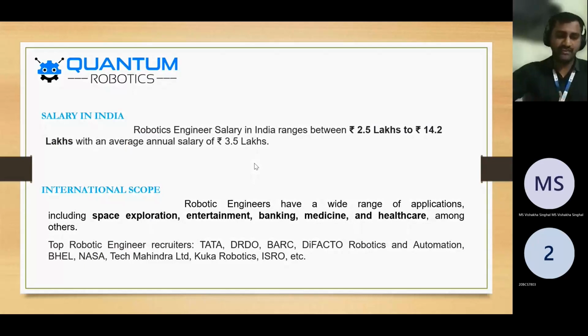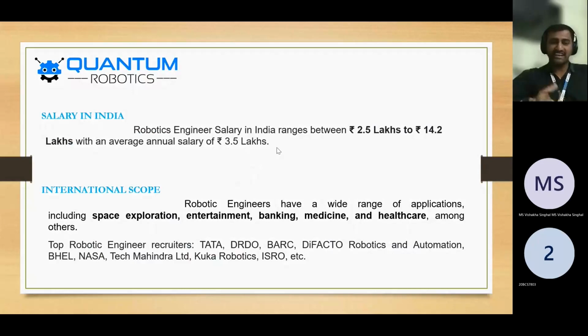Okay. And here I'm going to talk about the salaries in India for robotic engineering. The basic payroll a student is going to get is 2.5 lakh per annum, and the highest package robotic engineering is getting in India is 14.2 lakh per annum. But the average package, if you look into that, is 3.5 lakh, which most of the students are getting.